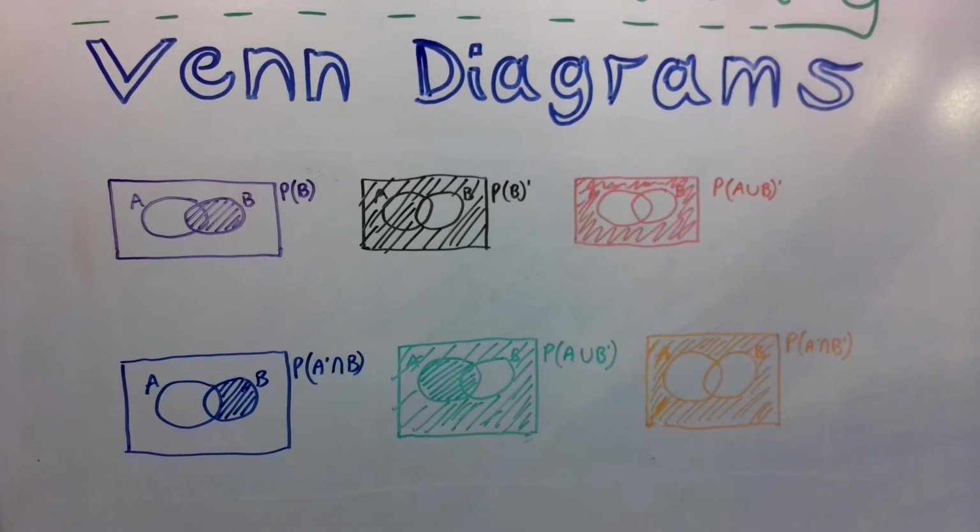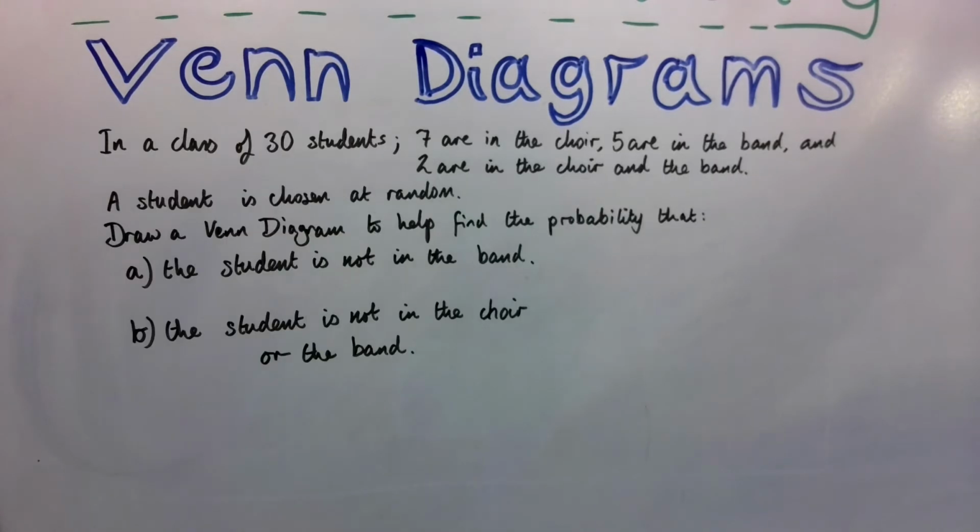Alright, so that's thinking about the notation and some of the things that we might have coming along. Let's see some actual questions to do with probability and Venn diagrams. Here's our first example. Take your time, draw a Venn diagram, give it a go.